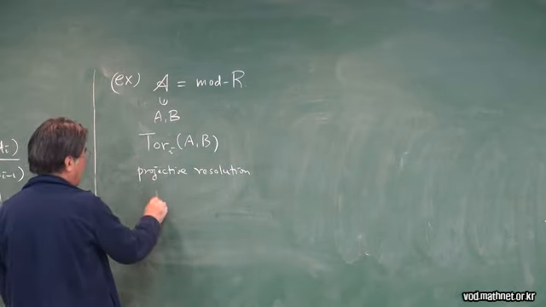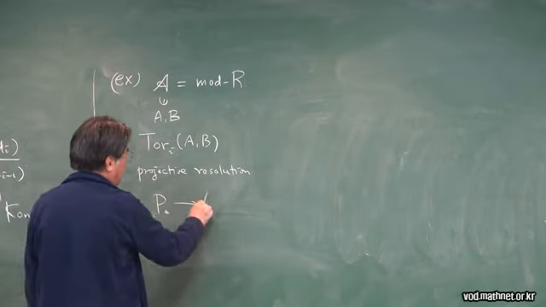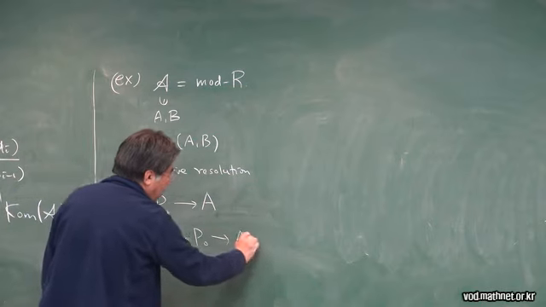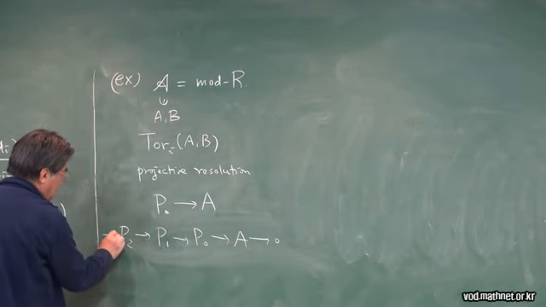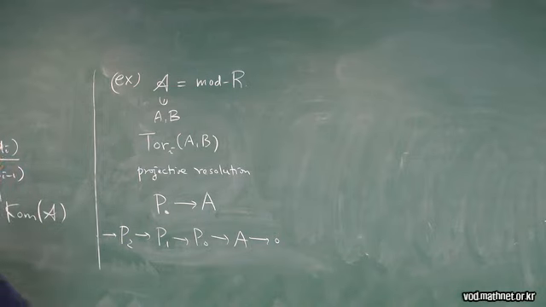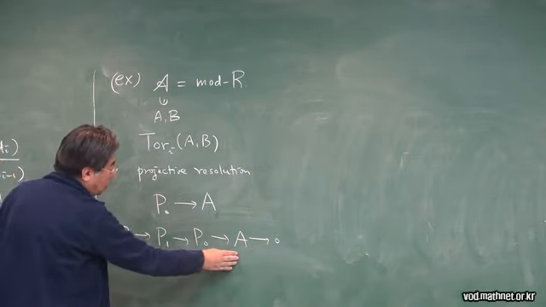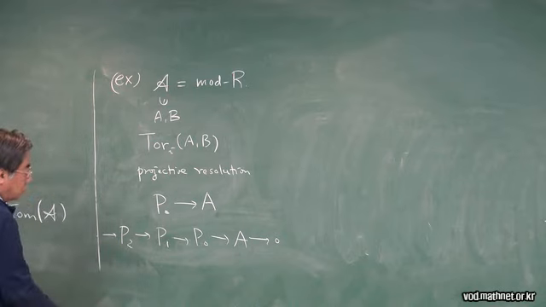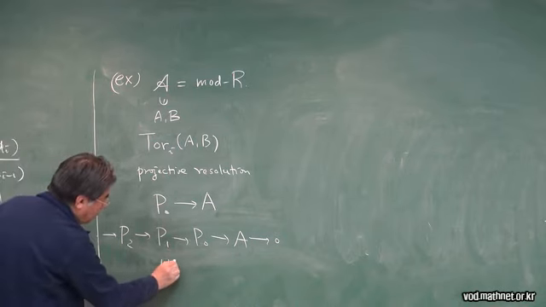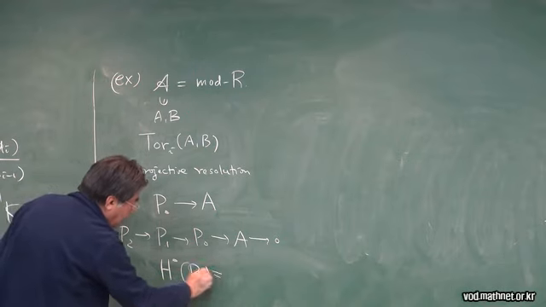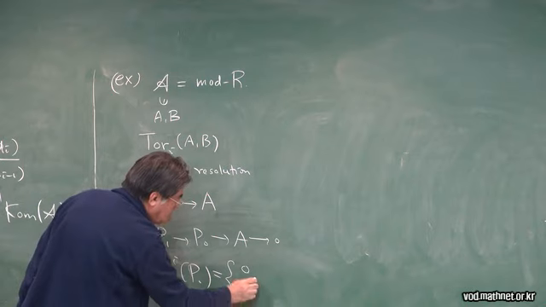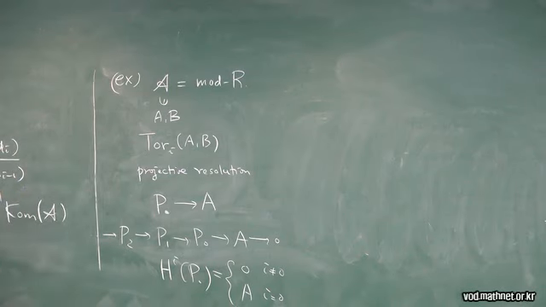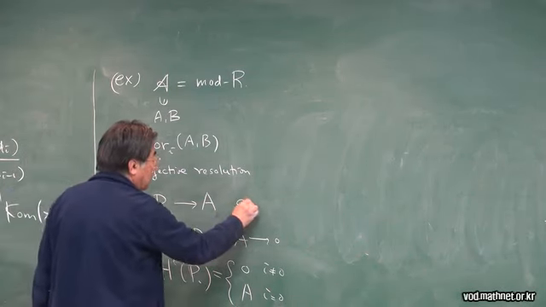So A, this means P1, P0, A, this is an exact sequence. So A is an R module, and you take a projective or free resolution by free modules. That means that the homology of P is zero if i is non-zero, and A if i is zero. And so this is a quasi-isomorphism.